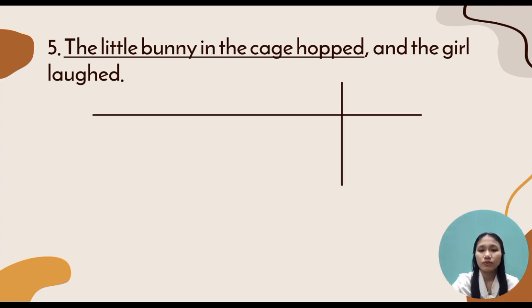So next is, the little bunny in the cage hopped and the girl laughed. So again, we are going to draw a horizontal and vertical line, and bunny is our subject, hopped is our verb.